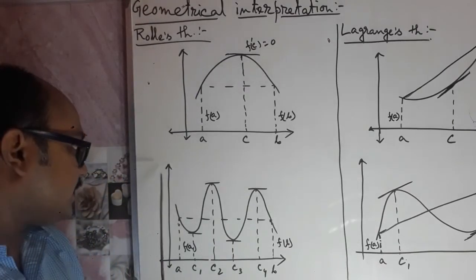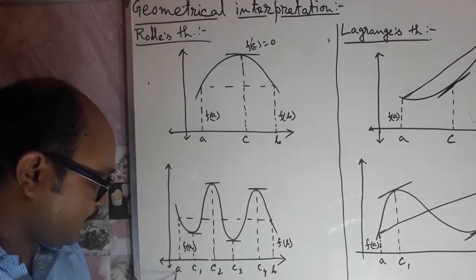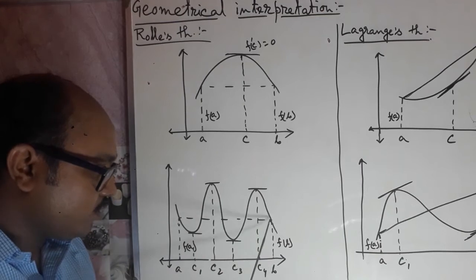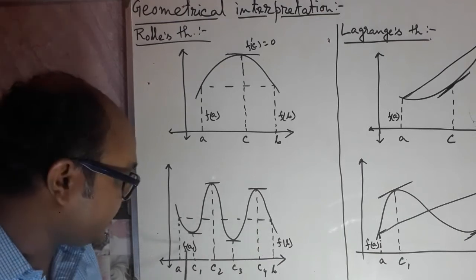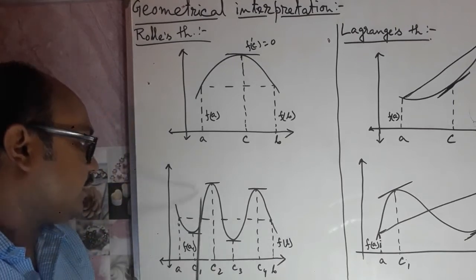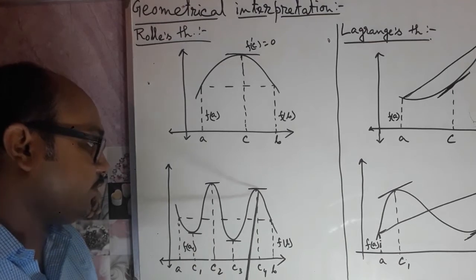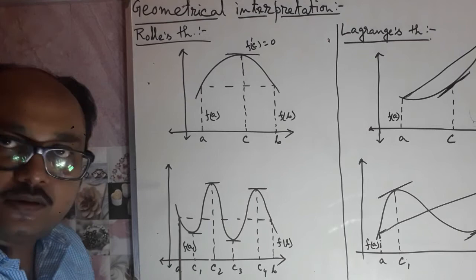Let us see the second graph. You see this is the graph. Here this is the point A and this is the point B. The functional values at the end points are the same, so the third condition is satisfied: f of a is equal to f of b. And from the diagram, from the curve, we can see this function f of x is continuous as well as derivable.